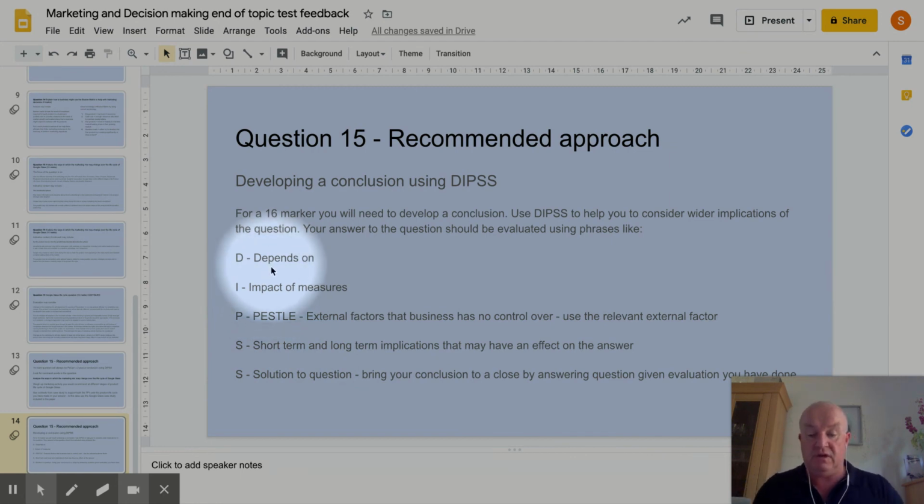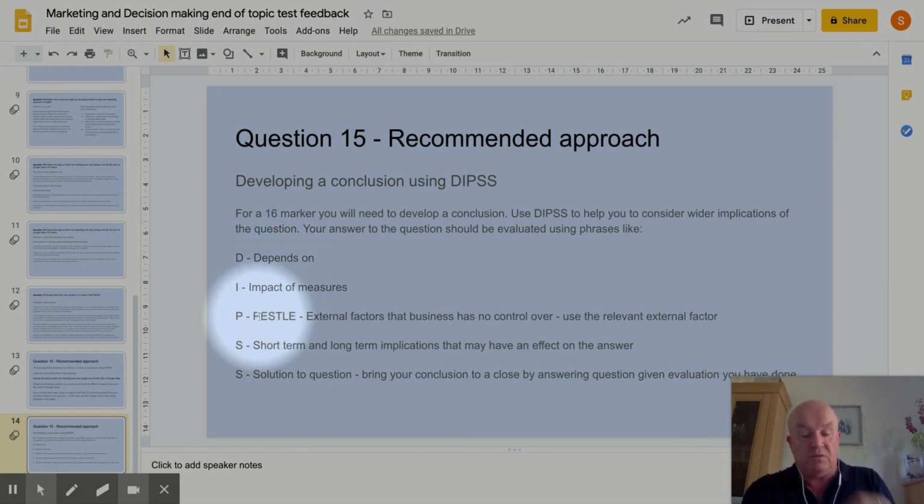So in this case, we're looking at D, depends on. In this instance, we could be talking about how the marketing mix will depend on the level of the economy and whether the economy is in growth or in recession, okay? So clearly, that is going to be dependent on a number of things that are external to the organisation, but clearly they could well have an influence, okay? Now, the I is the impact of measures. So if we talked about the different types of measure, in this case, the different types of marketing mix, what would be the impact of those measures on the success or otherwise of this particular product promotion, okay?